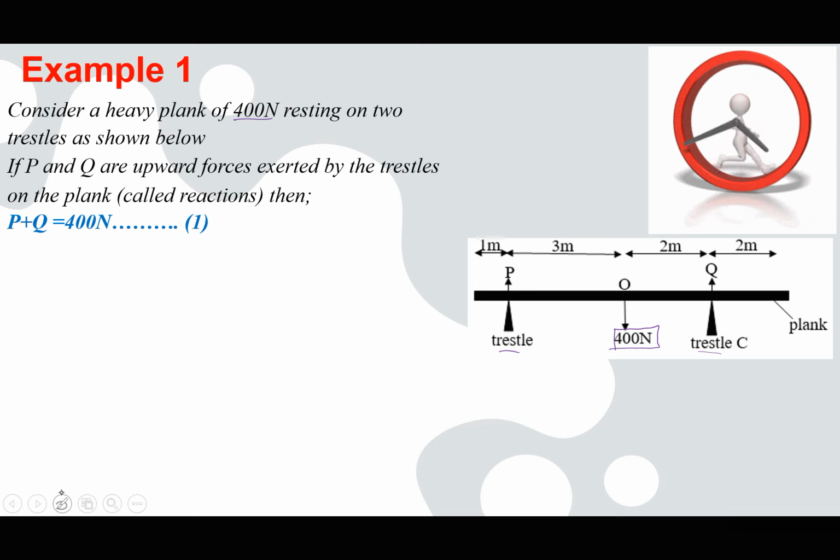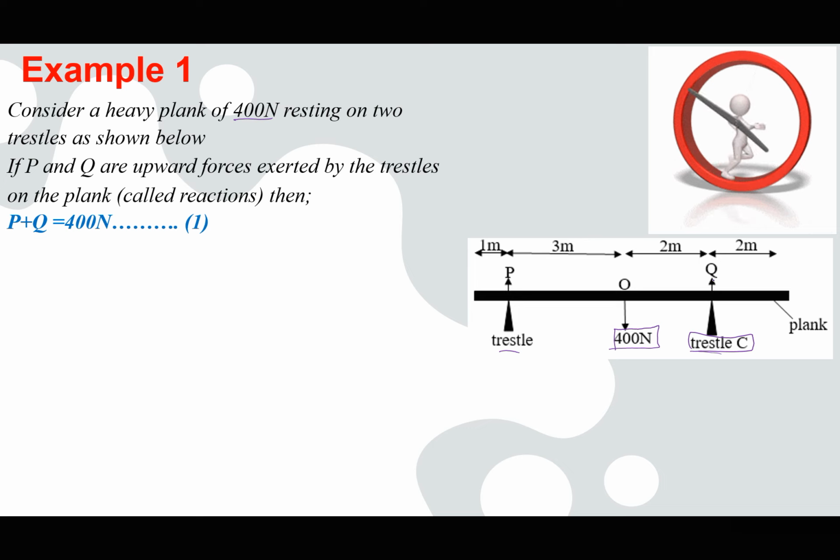That is, according to the first condition for a body to be in equilibrium, the sum of forces acting in one direction should be equal to the sum of forces acting in the opposite direction, so that they cancel out each other. Now, let's take moments about any point. Moments can be taken about any point, but we are going to consider moments at, say, point C. I mean, at the trestle C. If I take moments at this trestle C, it means Q.